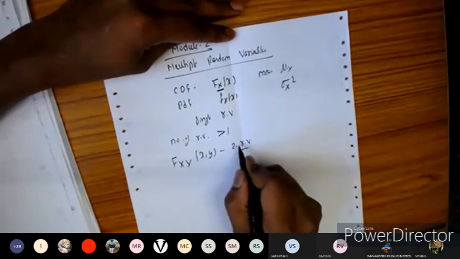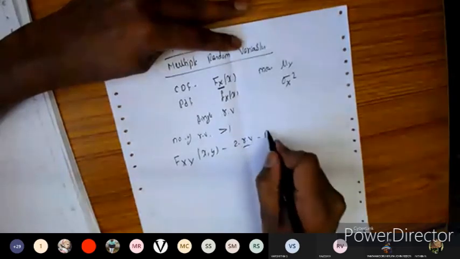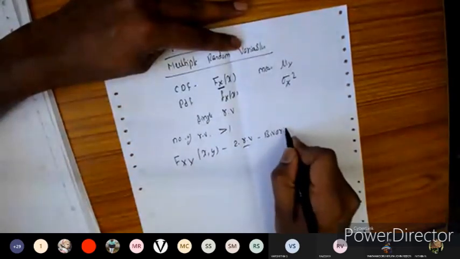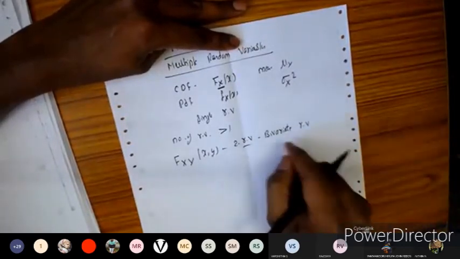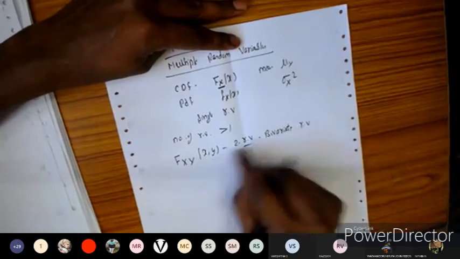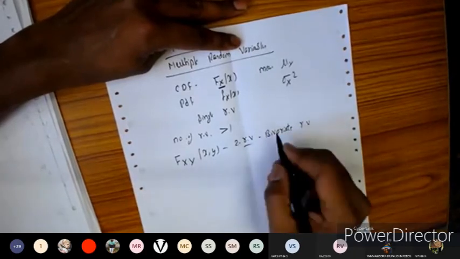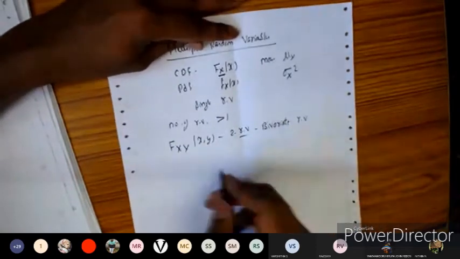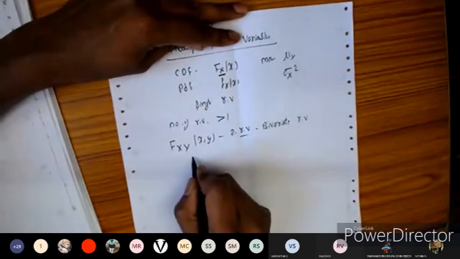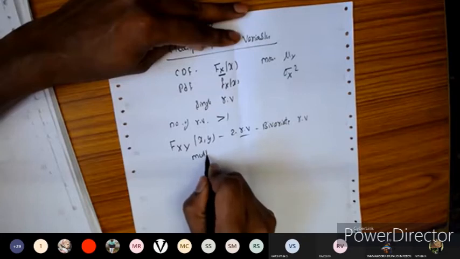Since it is two, and bi means two, we can call this a bivariate random variable. Since two variables are there, we call this a bivariate random variable. Okay, getting it right? Suppose you have more than two variables, you are going to call that multiple random variables.